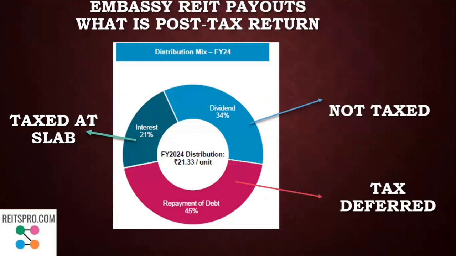And for the Embassy REIT payouts, what is essential is that one needs to understand the post-tax returns, because that is a very vital component and changes our entire perspective. If you see the distribution mix of the entire year, FY24, it was 21 rupees 33 paise per unit, out of which only 21% was taxed at the slab. The dividend part is not taxed because of special tax provisions, and the repayment of debt is a tax deferred item. So essentially for this financial year, you look at the tax on the interest part that is given out, which is only about 4 rupees. According to your slab, you will be taxed on that.